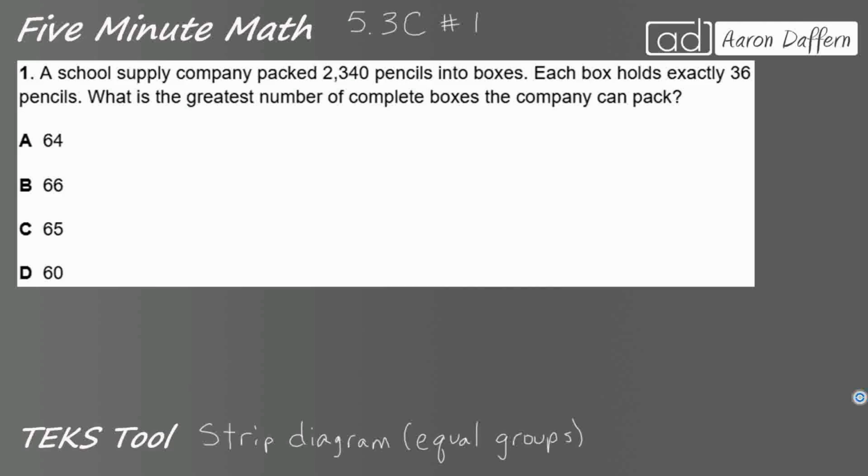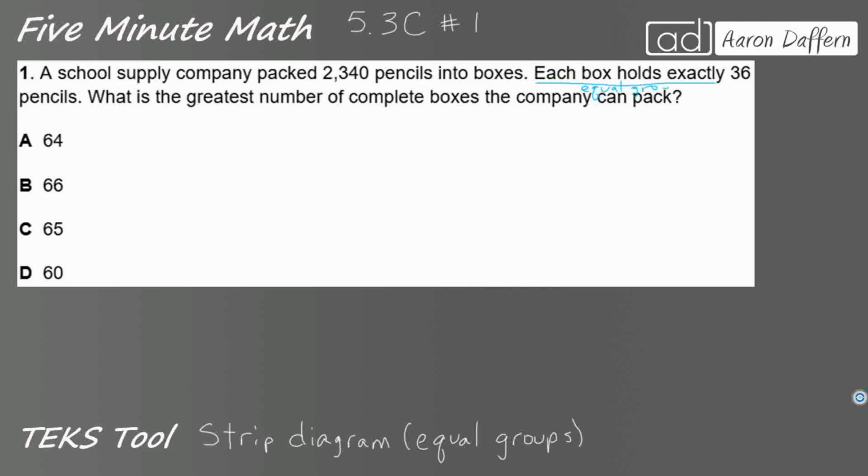So we've got a school supply company packing a whole lot of pencils into boxes. And look at this statement right here: each box holds exactly 36 pencils. When we see something like that, that lets us know that we are probably dealing with equal groups, because this statement, each box exactly holds 36 pencils, is a signal that we are dealing with equal groups.